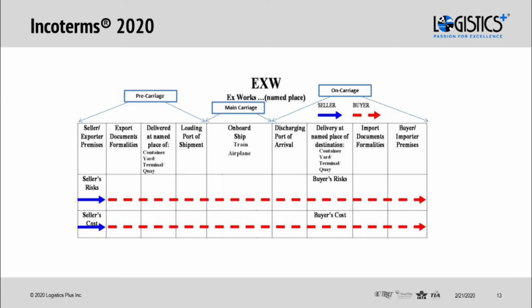We're also going to see 2 lines. We're going to have a risk line and a cost line. And we have the blue line, which represents the seller's responsibility.